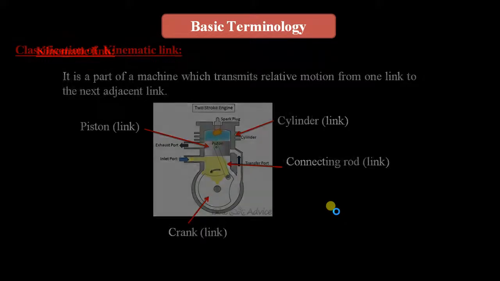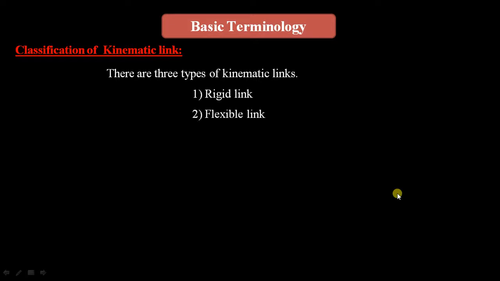And next we go for the classification of the kinematic link. There are different types of kinematic links, and we can classify them into various parts. So we have a look over the main three types of kinematic links here. There are three types of kinematic links: one is the rigid link, the second one is the flexible link, and the third one is the fluid link. These are the three types of links we can use for making any kind of mechanism.